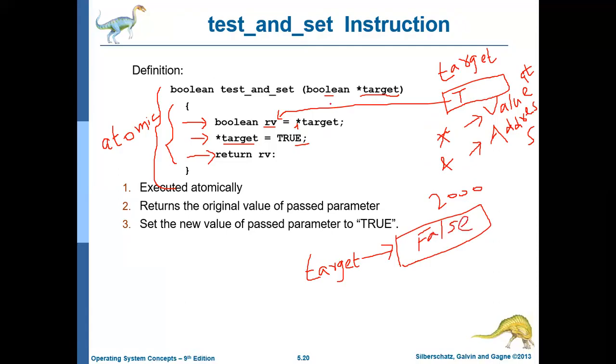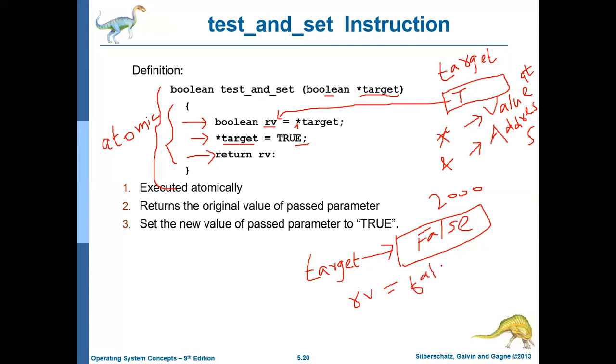Now that function calls this particular test and set, and it is sending the target. So now what we are doing is RV is equal to star target. So this star target means value at target. What is the value at target? False. So what will be RV? RV also will be false in this case.